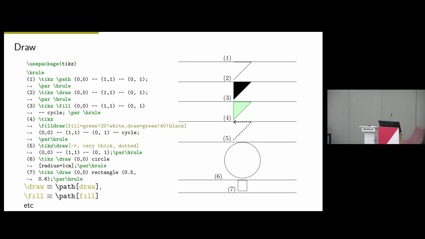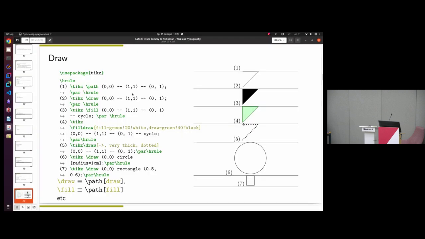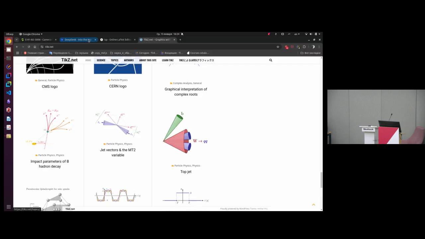Okay, and here we have the first huge example of different variants of how to draw something. On this example, I will try to show you in Overleaf how it works. I hope it will go well. So let's open Overleaf.